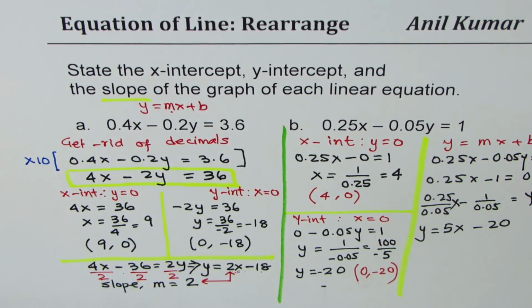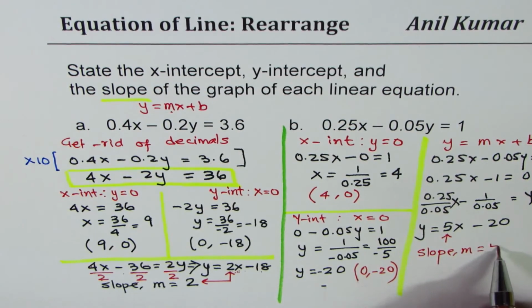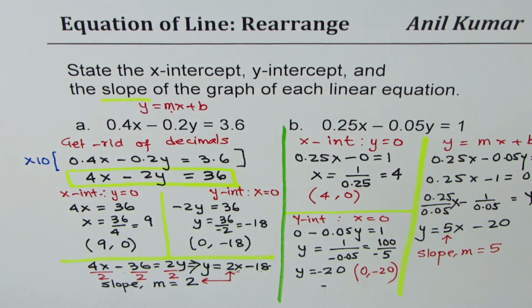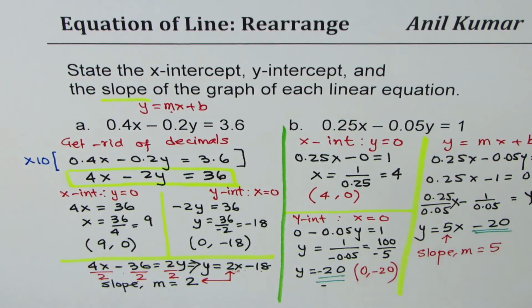Now from here, you know that is the slope. So we get slope m equals 5. So that is the slope for the given equation. And let's check the y-intercept. Yes, the y-intercept matches, minus 20. So it's a check. When you do it, it's a good check.